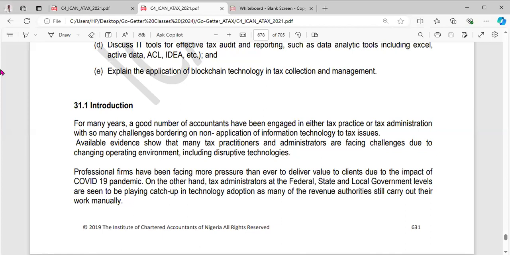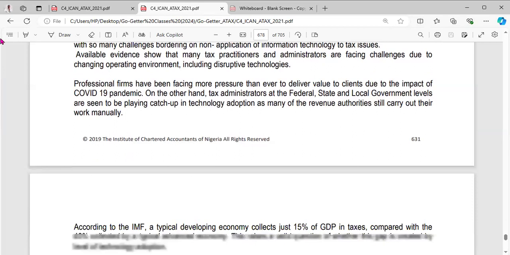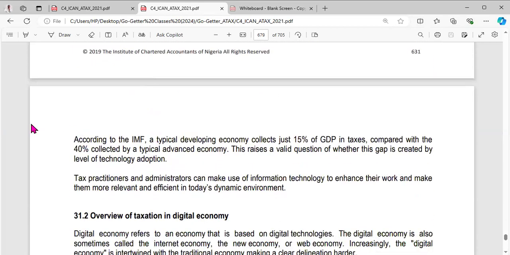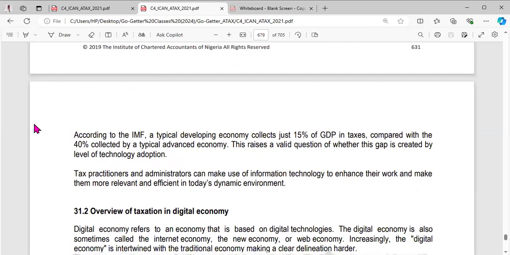because how would they be interfacing with their clients? On the other hand, tax administrators were trying to play catch up in development of their technology so that they will still be able to tax these companies even in the COVID period. And so you see taxation changes, especially in Nigeria, when COVID came into existence.